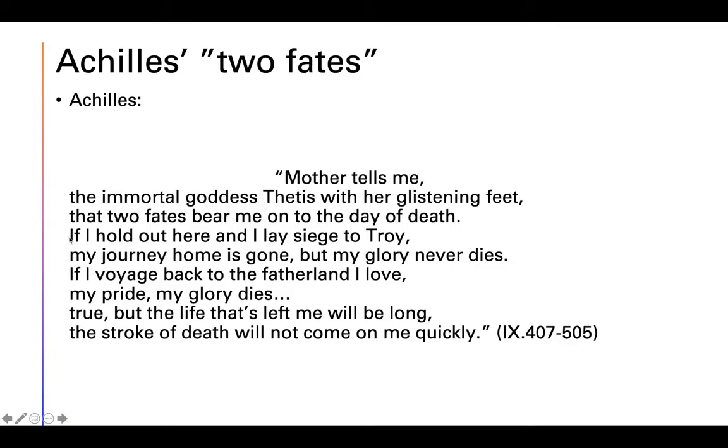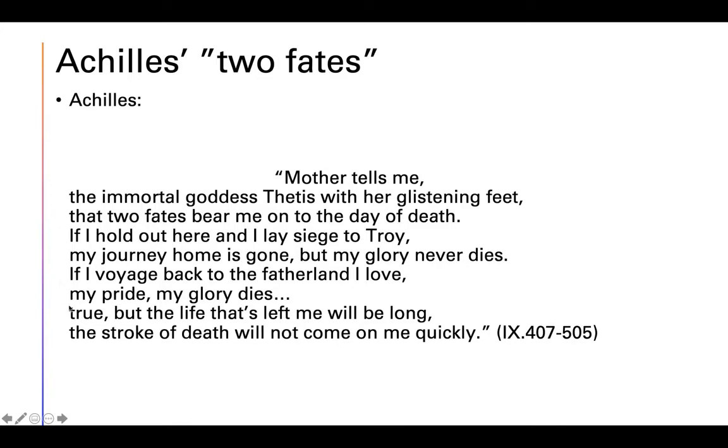So that's one choice, the if here, and then the other choice is this if. If I voyage back home, my pride, my glory dies, but the life that's left me will be long. So he'll have a long life if he goes home, but he won't have the kind of glory that he would have if he stayed in Troy to fight. So it's sort of like between fame and maybe shame, or just like not being known.